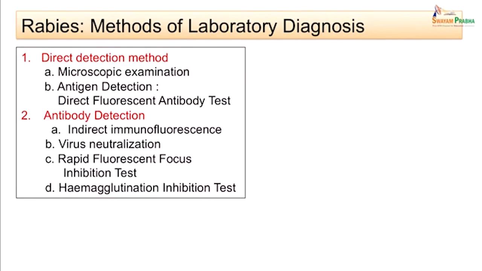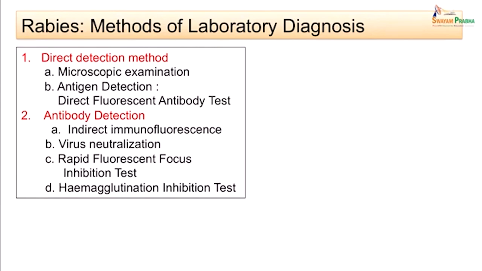The most commonly used method for direct detection is the demonstration of antigen. So antigen is demonstrated using the direct fluorescent antibody test. This test can be performed on various specimens like skin biopsy, corneal impressions, etc. for diagnosis of rabies. The antibody can also be demonstrated.